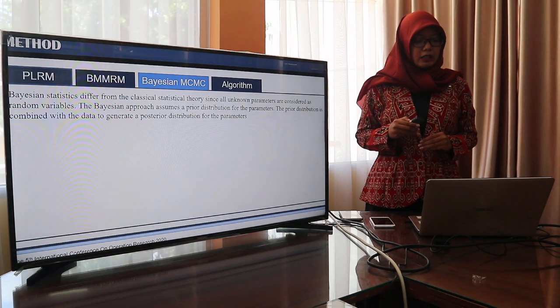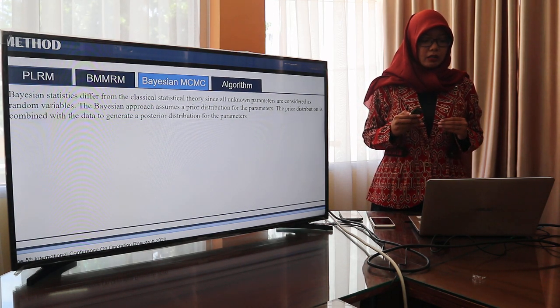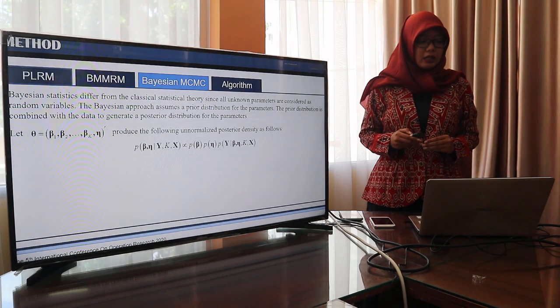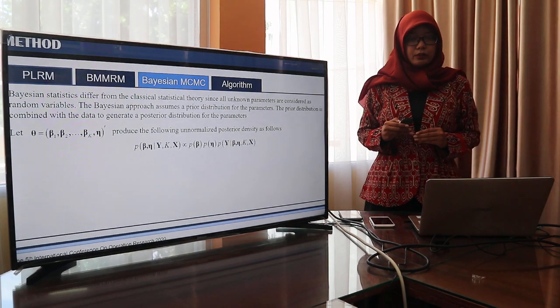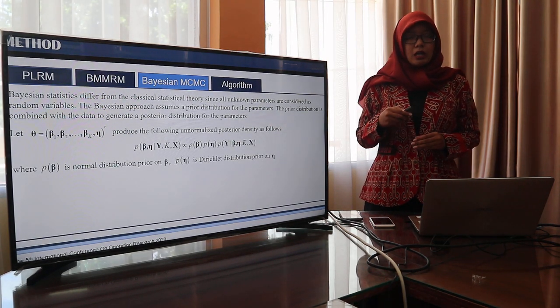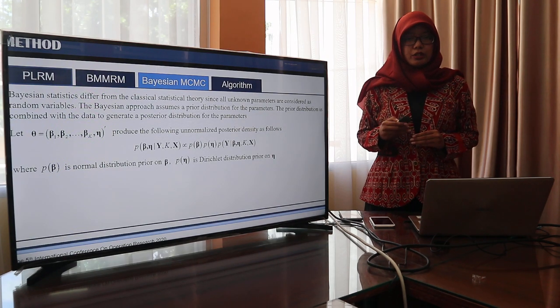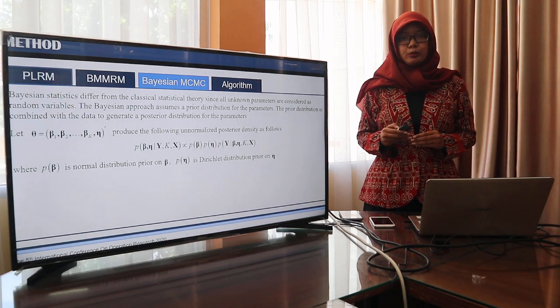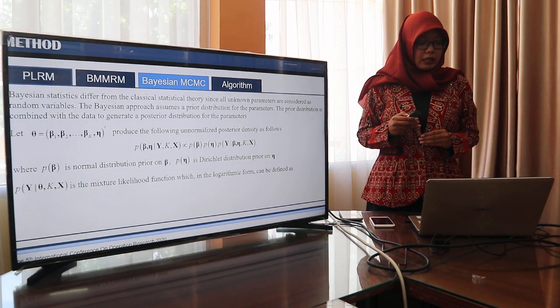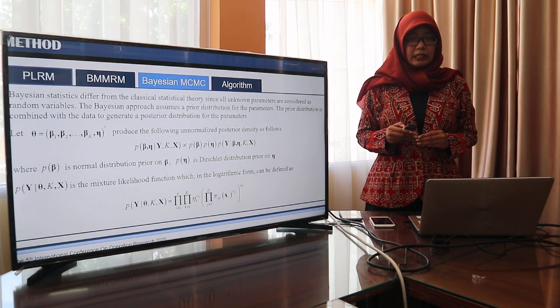Bayesian statistics differ from the classical statistical theory since all unknown parameters are considered as random variables, with the unnormalized posterior density as follows, where the prior of the beta parameter is a normal distribution prior, and the prior of the eta parameter is a Dirichlet distribution prior. The mixture likelihood function can be defined as you can see in the slide.